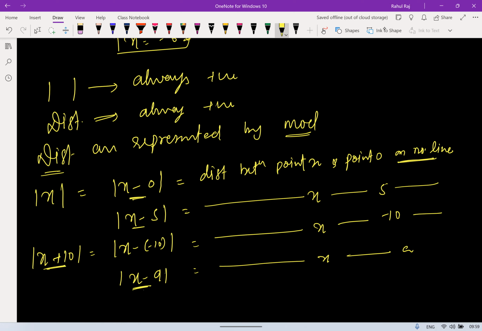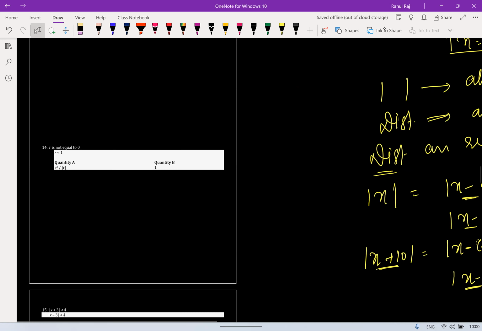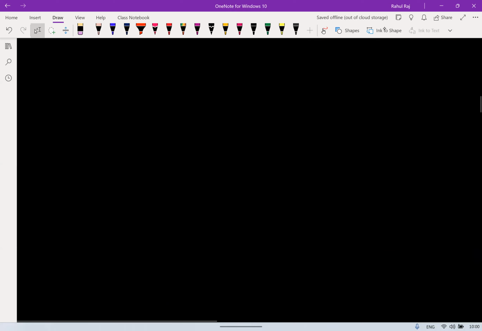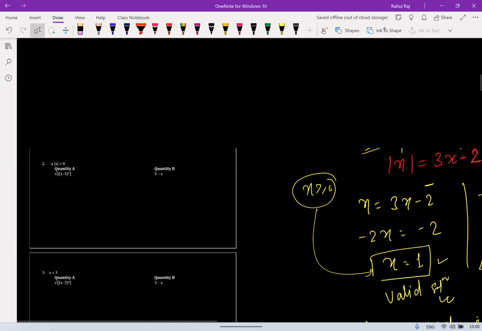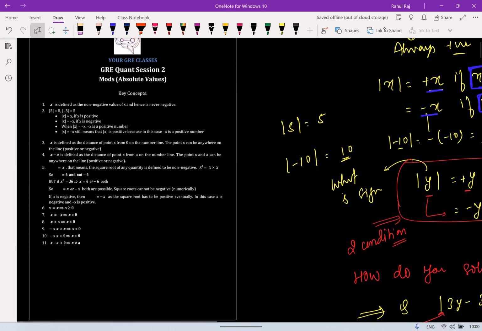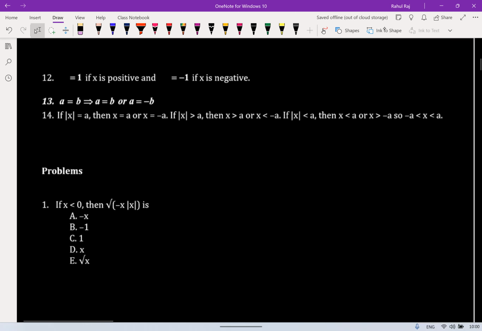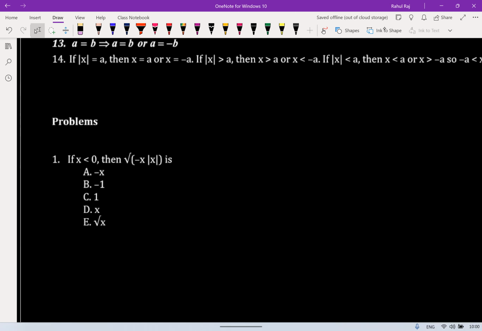So to bring it in this form, x minus of negative 10. So x minus a, where a is minus 10. It should be in form of x minus a. So this is the last concept, Alexa. That's all of mod. All the concepts are done. Now, based on this theory, what we have read, you can solve any questions of mod from anywhere in the world. It should not bother you at all.